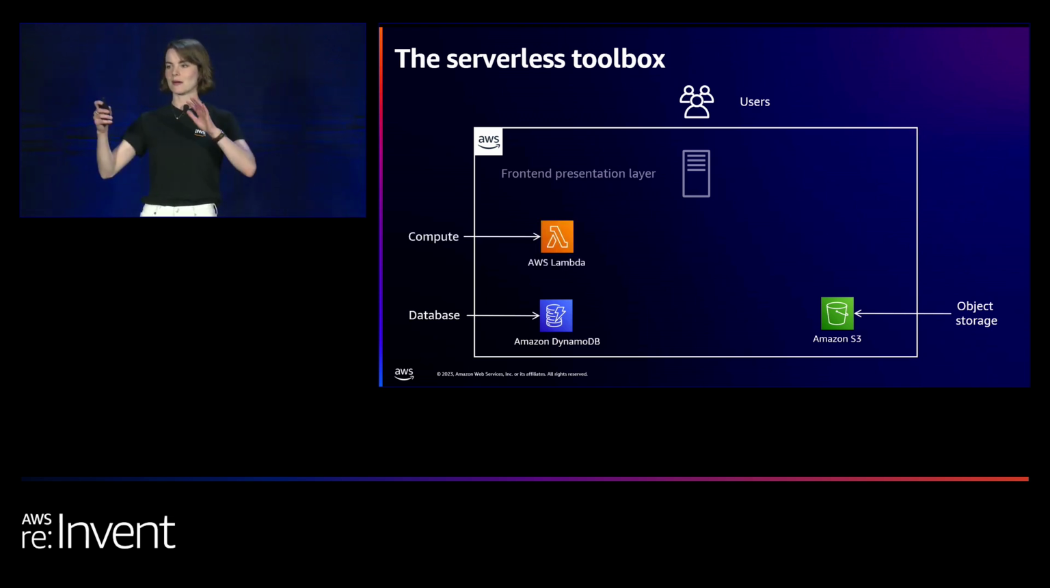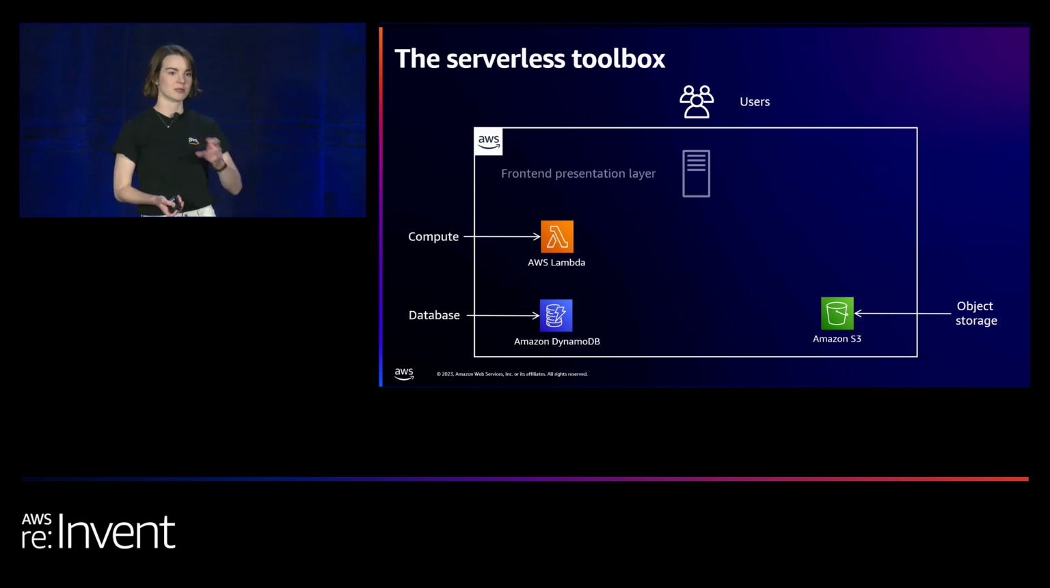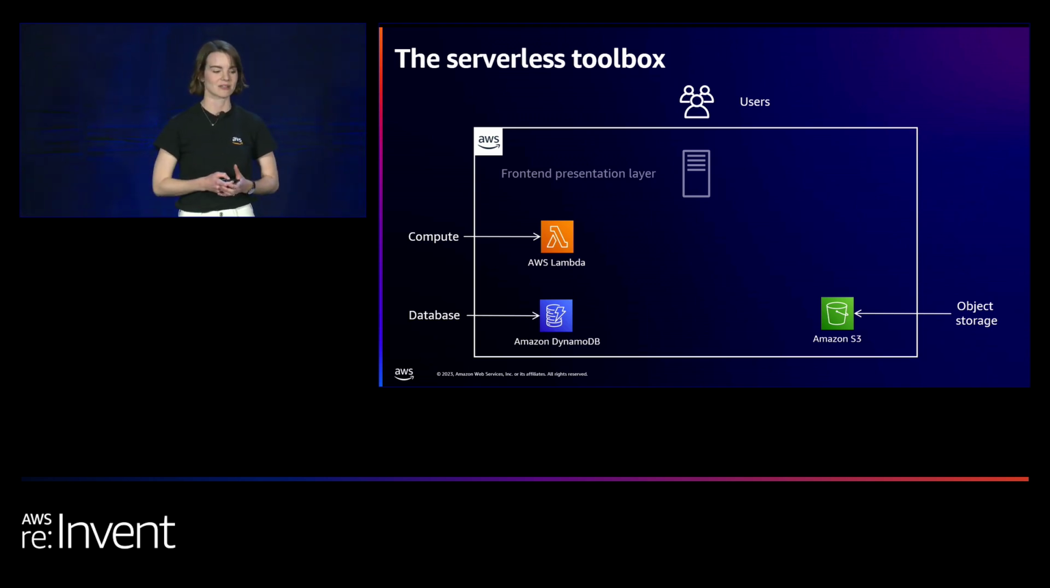Moving on up to the application logic layer. Here we've got AWS Lambda, which you might be familiar with, serverless functions. So you can take a piece of code, put it into Lambda, and every time that Lambda function is invoked, that code will be invoked, and your Lambda function will scale up and down as needed for the application traffic.